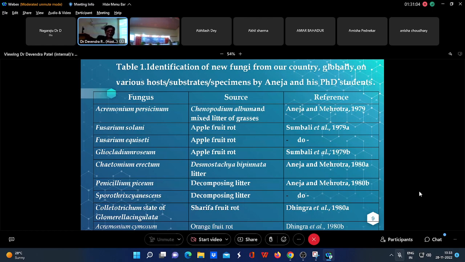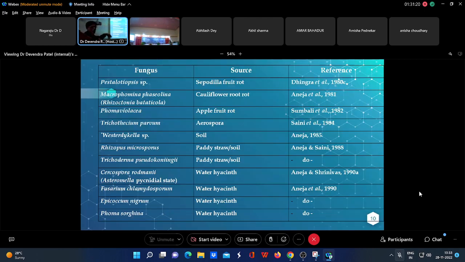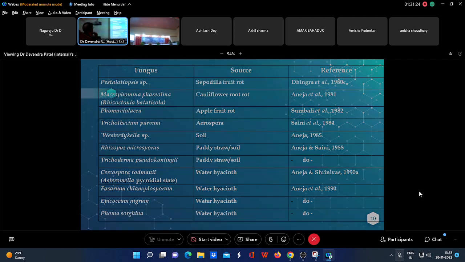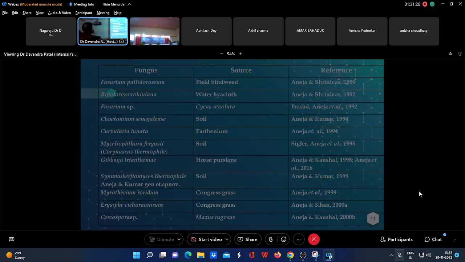I have identified 100 fungi, but out of these, 42 have been reported to be new records from the country as well as from the globe. Next, these are the cases of all those fungi which have been published. Next, next, next.